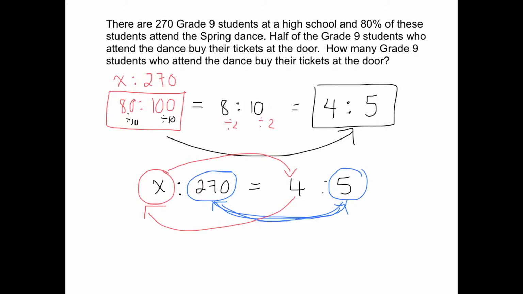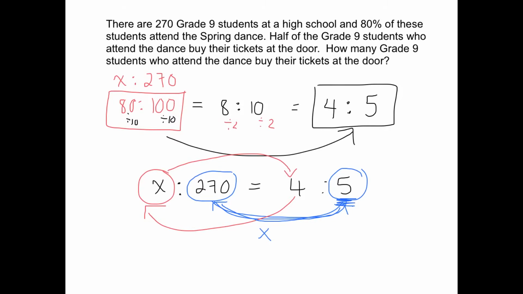5 multiplied or divided by something will give us 270. Do you think we would multiply or divide to get to 270? Well, since the number we're starting with is smaller than 270, we must have to multiply to get to a larger number. So 5 times something gives us 270. How are we going to find that missing factor?